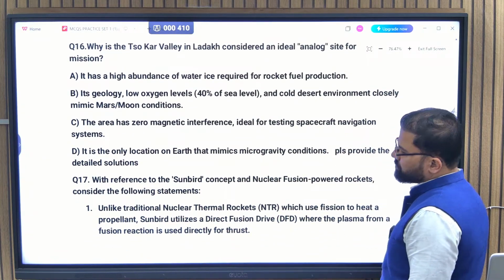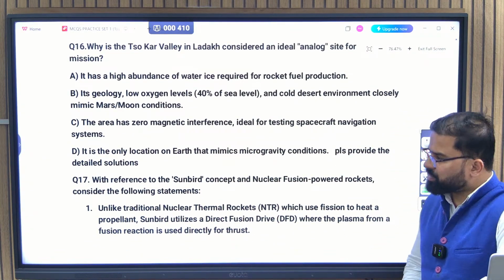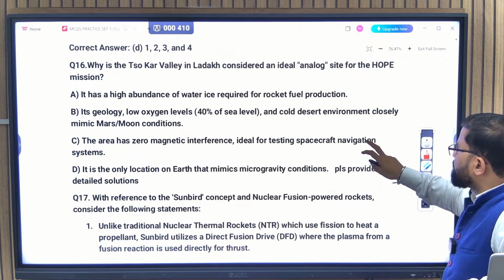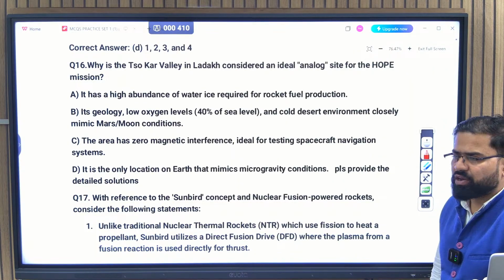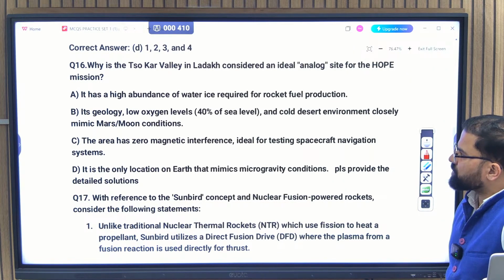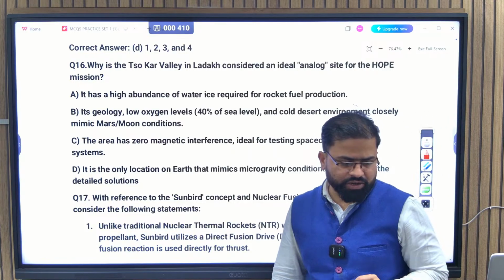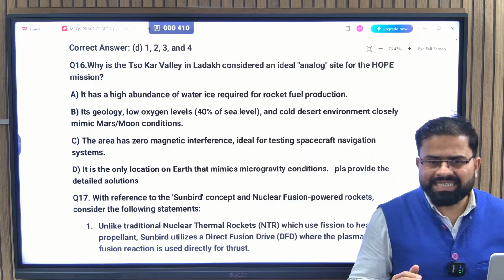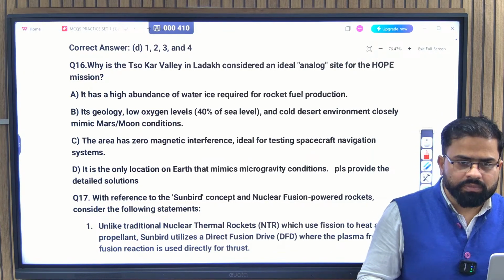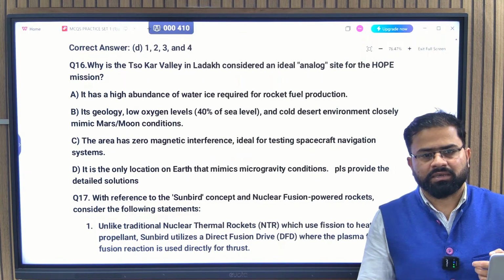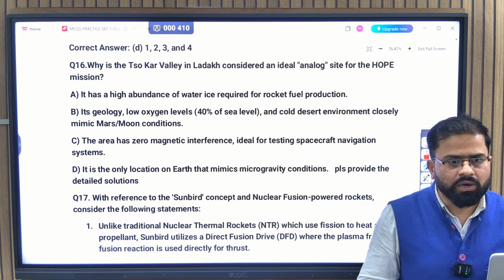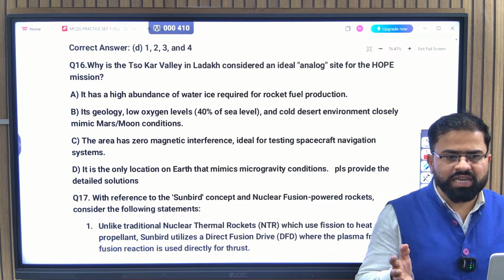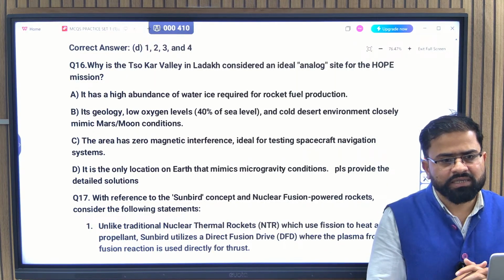Now question number 16. Solve this question number 16. Why is the Spiti Valley in Ladakh considered an ideal analog site for the HOPE mission? We have discussed the HOPE analog mission. HOPE analog means what? Basically, we are carrying out this analog mission so that we can see exactly how our astronauts will behave, how they handle stress, how they are going to live on Mars or on the Moon. Its geological area, geographical area, and environmental conditions are similar to those of Mars and the Moon.